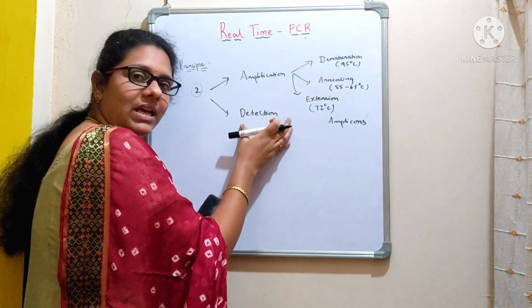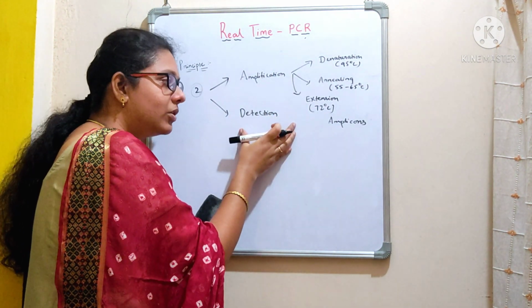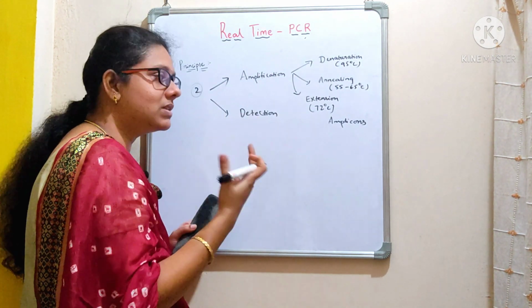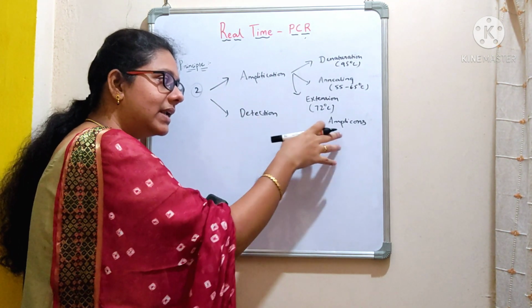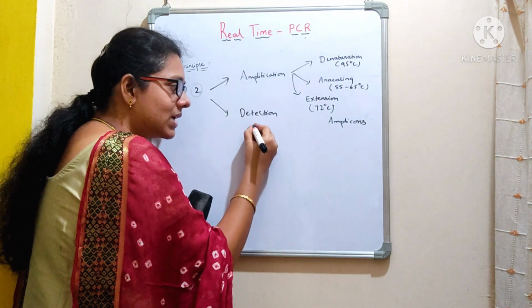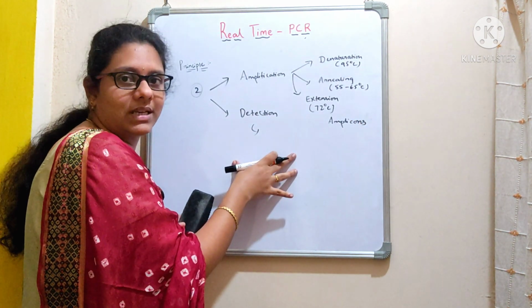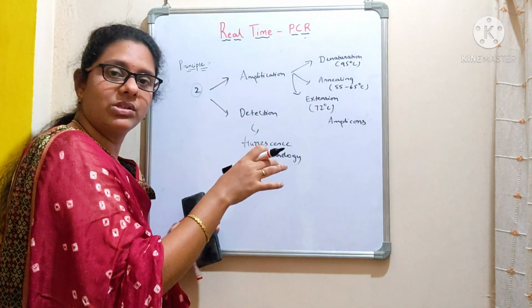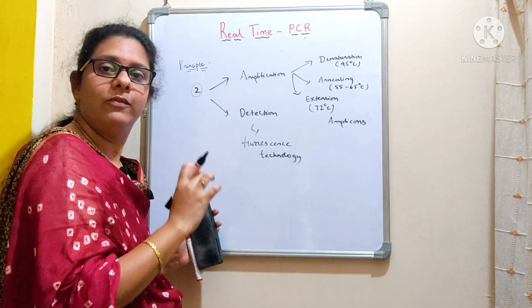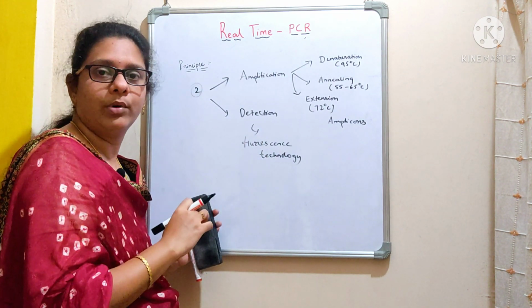In this detection method, as I told you earlier, we don't need to go with electrophoresis. That is, we don't need to identify those DNA bands on a gel. Here the detection is based on fluorescence technology. When we set up a reaction, we are going to add a marker. Either we can go with a fluorescent dye or a TaqMan probe.